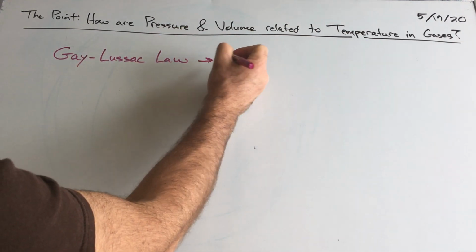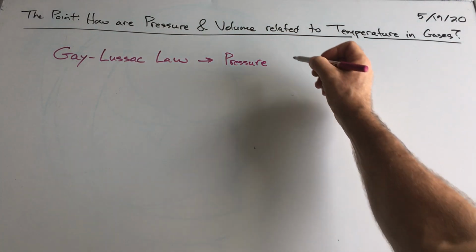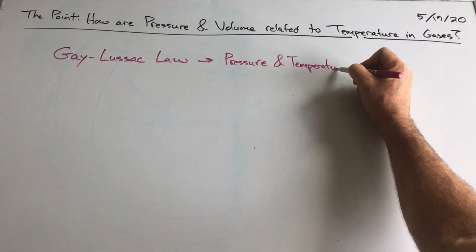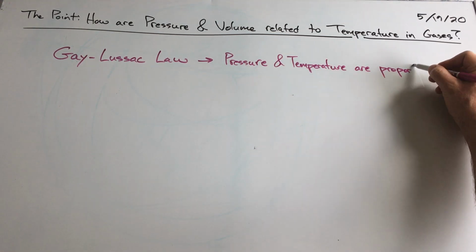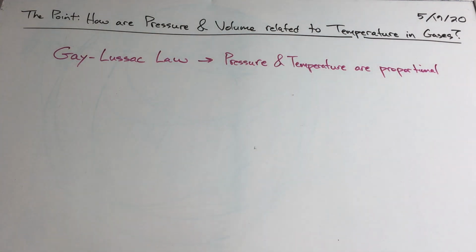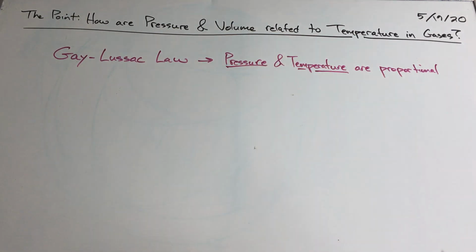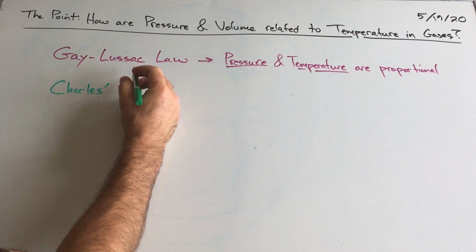And what he said is pressure and temperature are proportional. Now, technically, they are directly proportional, and we'll talk about that in just a minute. But Gay-Lussac was talking about specifically pressure and temperature. And again, that's one dude. He has a hyphenated last name. He's long dead now. And then you have Charles' law.